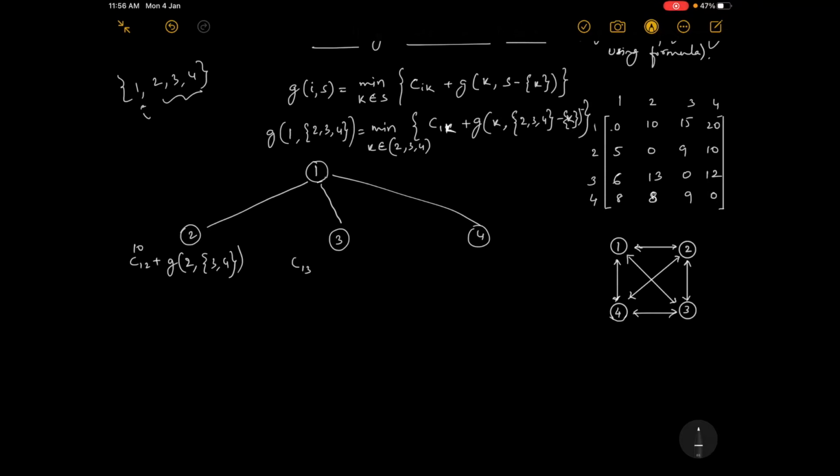So C13, because I is 1 and K is 3, so it becomes C13 plus G of 3 comma, what is left out among 2, 3 and 4? 3 is the starting point, so 2 comma 4. Similarly here C14 plus G of 4 as K, so what is left out? 2 and 3. Correct, so these are the 3 chosen paths.